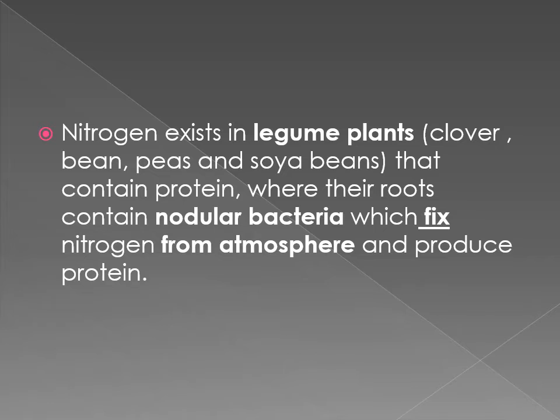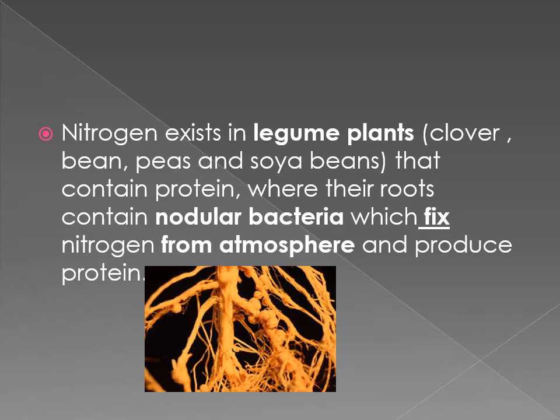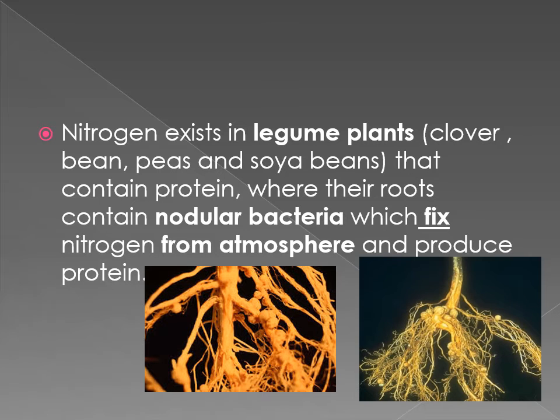Nitrogen exists in legume plants like clover, beans, peas, and soya beans. These plants contain protein, where their roots contain nodular bacteria which fix nitrogen from atmosphere and produce protein. So, these plants contain what? Contain nodular bacteria in their roots. So, these bacteria can fix the nitrogen from atmosphere and produce protein.